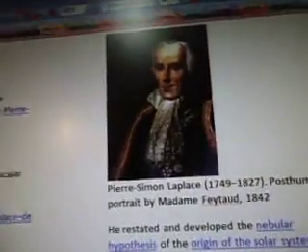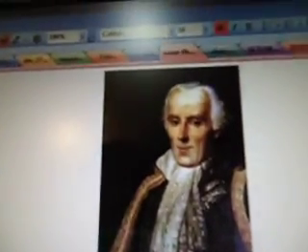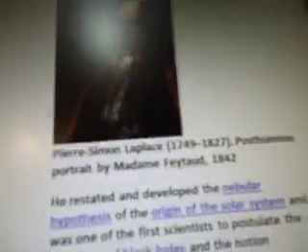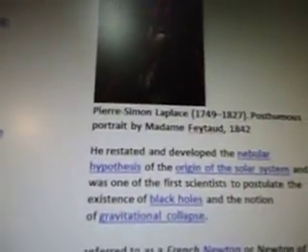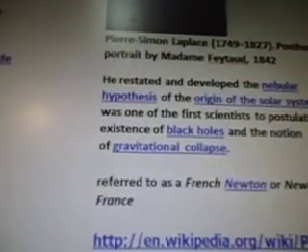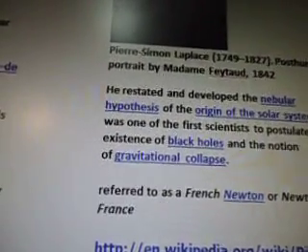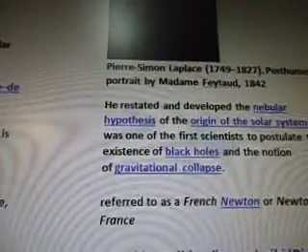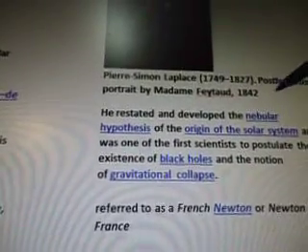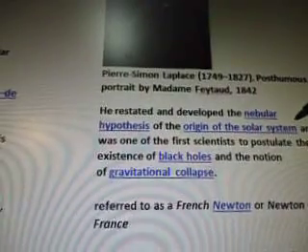So this is Pierre-Simon Laplace. He's from 1749 to 1827, so he's quite old. Well, he's not alive anymore, but you know what I mean. His theories are quite dated. Okay, so he restated and developed the nebular hypothesis of the origin of the solar system. So isn't that funny? Because we're still trying to find out, in 2012, we're what, over 200 years later? We're still trying to figure out what the origin of the solar system is, and we still haven't figured it out.